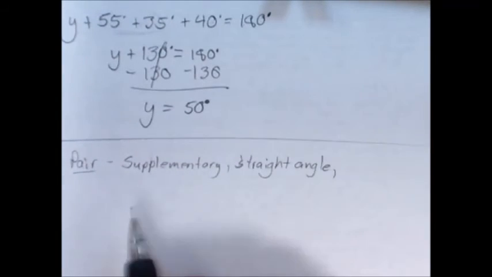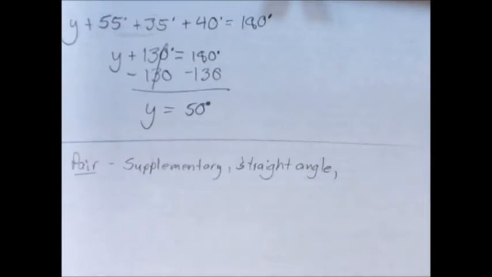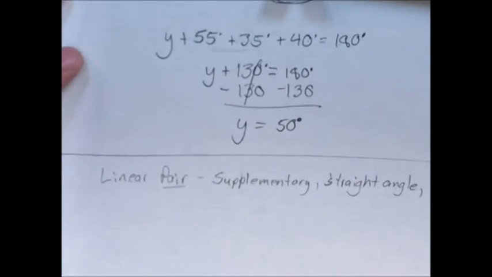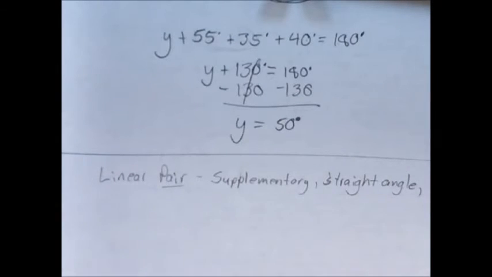Okay, they are supplementary. They are a straight angle. They are opposite rays. There are 1,000 different ways to say the same exact thing. But the most common things that you'll see all paired together will be linear pair, supplementary, and then straight angle.